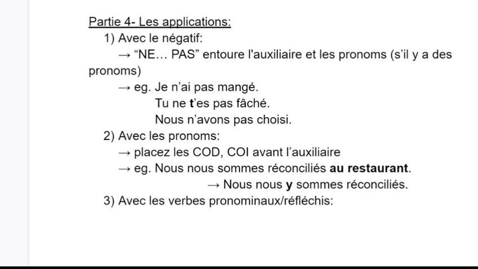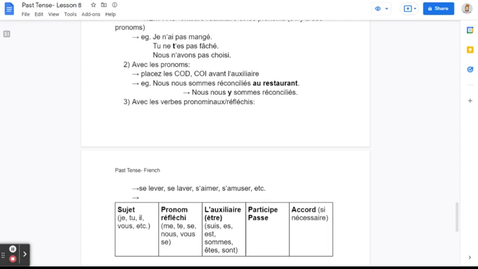And here for the pronouns, you're going to place the COD ou COI avant l'auxiliaire. So you're going to place the direct object pronoun or the indirect object pronoun before the auxiliary, and an example could be like nous sommes réconciliés au restaurant. So if that's our sentence, the au restaurant changes to y, and we talked about this in the last lesson. So it'd become nous y sommes réconciliés. And the next one is with reflexive verbs. We haven't talked about these yet. It's going to be in lesson 12, so stay tuned for that.